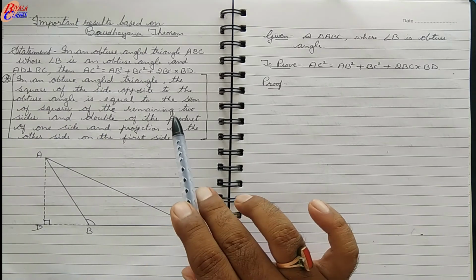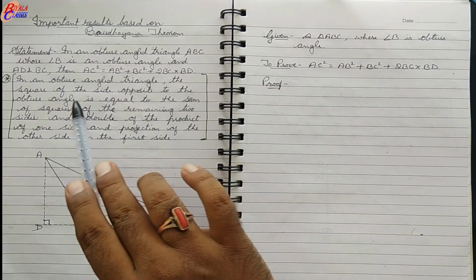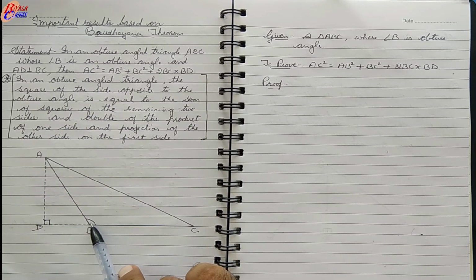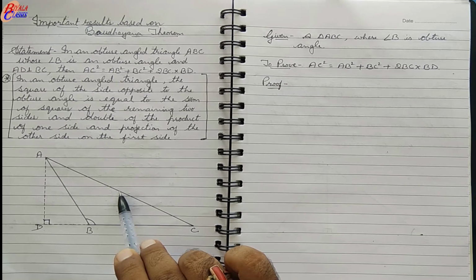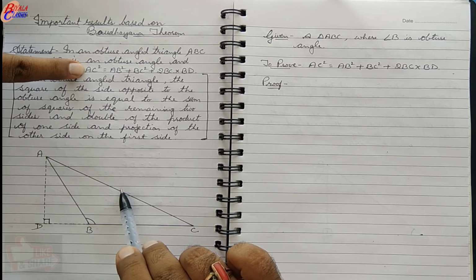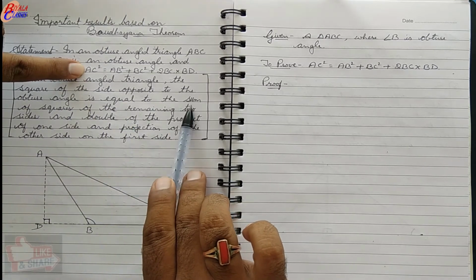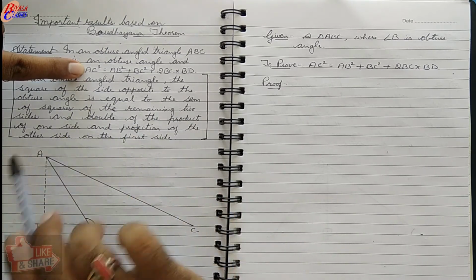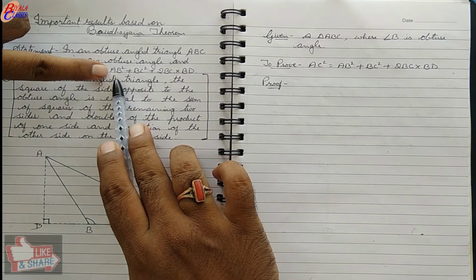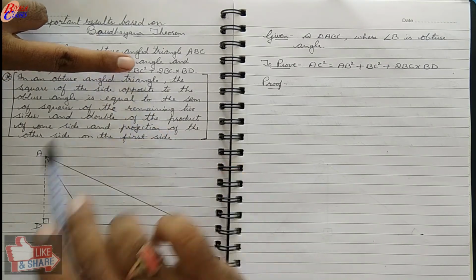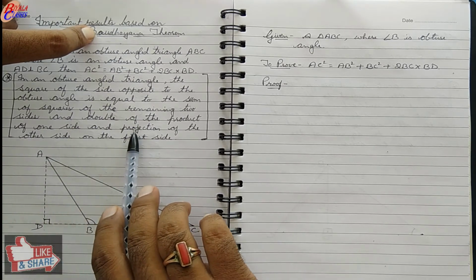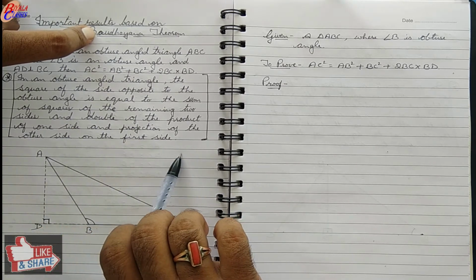Now here it is given that in an obtuse triangle, the square of the side opposite to the obtuse angle. So the obtuse angle is this, and the side opposite to it is AC. So the square of the side opposite to the obtuse angle, that is AC squared, is equal to the sum of the squares of the remaining two sides. Now the remaining two sides are AB and BC. So it is the sum of AB squared plus BC squared and double of the product of one side and projection of the other side on the first side.